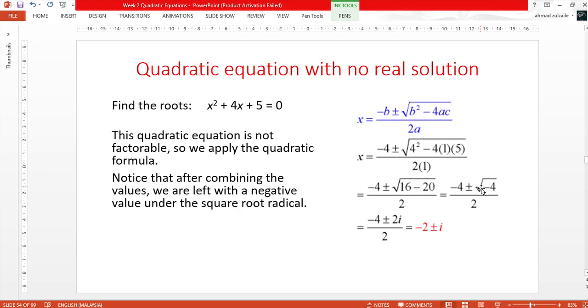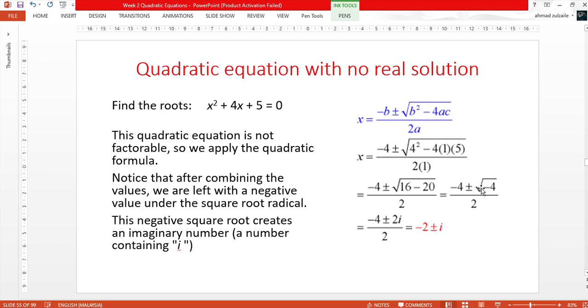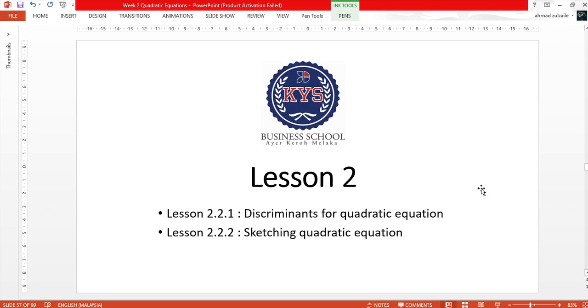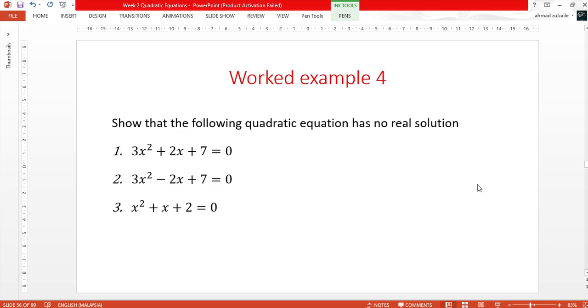Okay, so notice that after combining the values, we are left with a negative value under the square root radical. This negative square root creates an imaginary number, a number containing i. I already showed you how we change the square root of a negative number with i, right? So later, if you have this kind of square root of -1, you can change it to i. So let's try this one question. Show that the following quadratic equation has no real solution. Let's say question number 1 here.